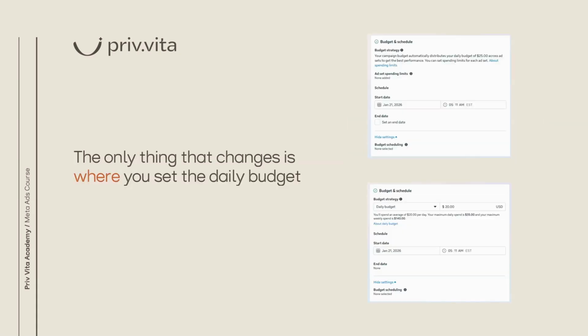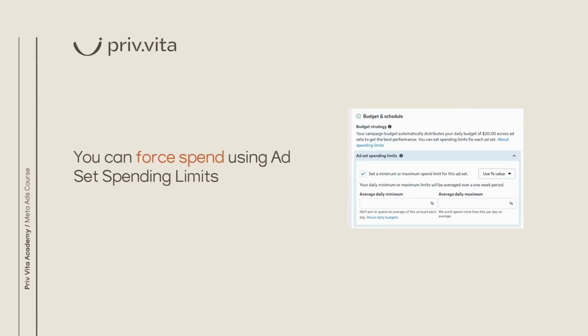If you're using CBO, you will see the budget option at the top. And if you're using ABO, you will see the lower one. The only thing that changes is where you set the daily budget. Everything else stays the same. And in here, you can force spend on your ad sets using the ad set spending limits while using campaign budget optimization. I wouldn't recommend using this for now.